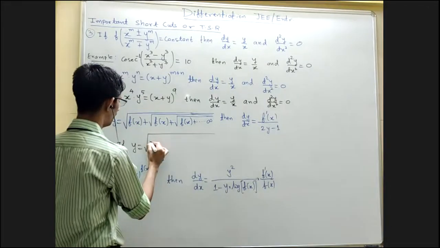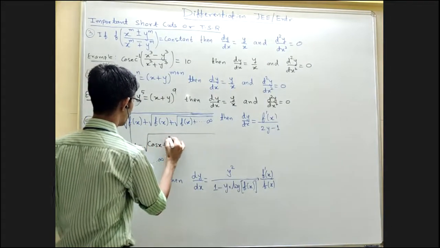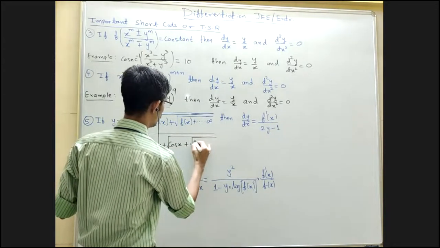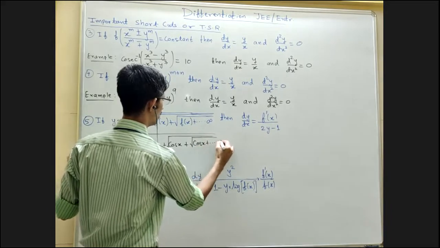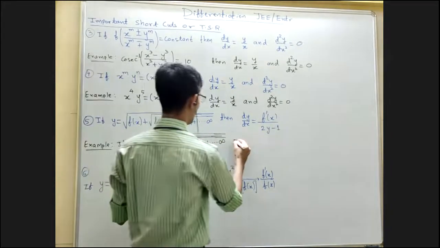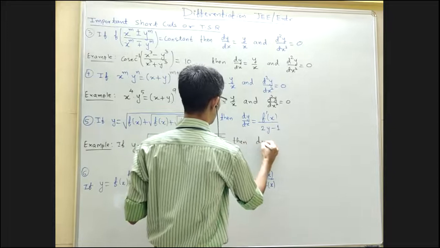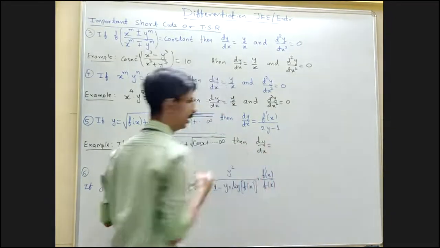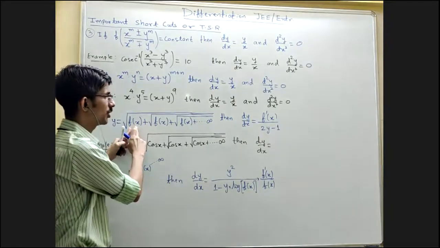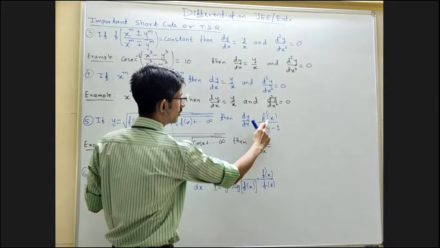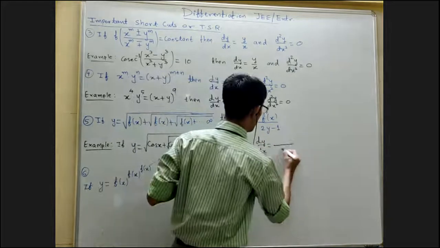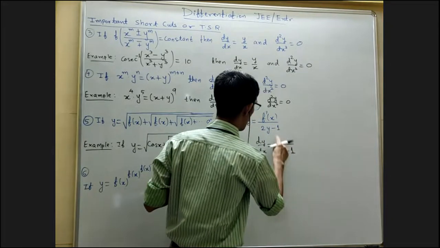Now suppose under the root the function is cos x plus under root of cos x plus under root of cos x, and this goes on to infinity. Then what should be dy by dx? Let us compare, students. Whatever function f(x) is here, dy by dx will be f dash of x upon 2y minus 1. The upon 2y minus 1 part will remain the same.